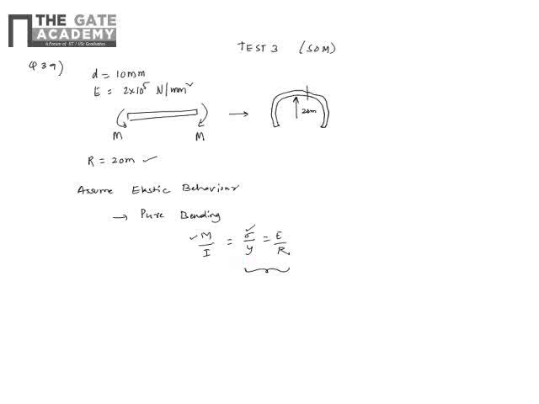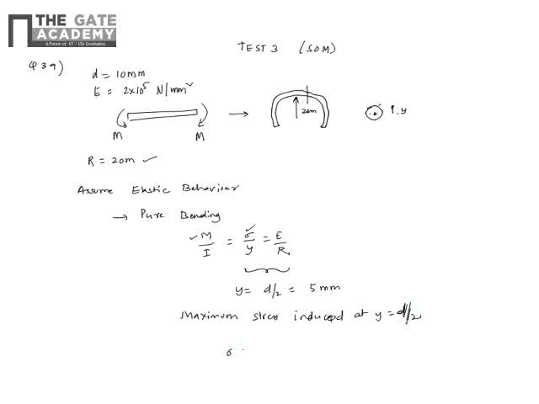If I take a cross section somewhere here, it's a circle like this. y is the distance from the neutral axis, which is the centroidal axis, and it is at the center because it's a regular circular cross section. So y is basically d by 2, which is 5 mm, and the maximum stress induced is at y equal to d by 2.